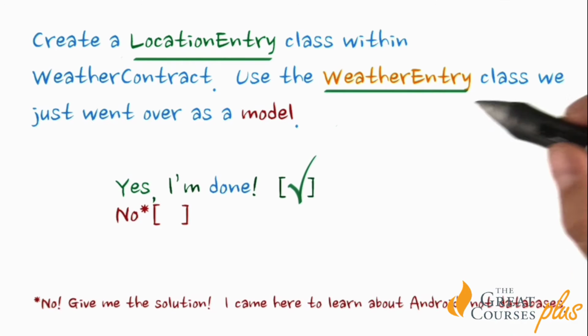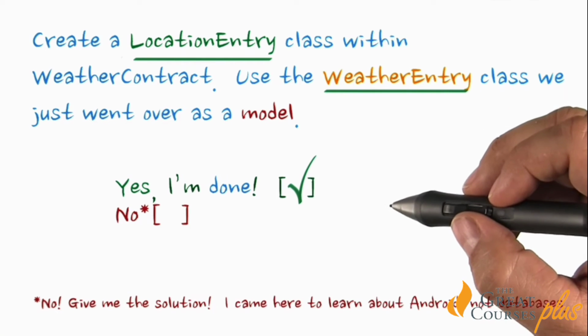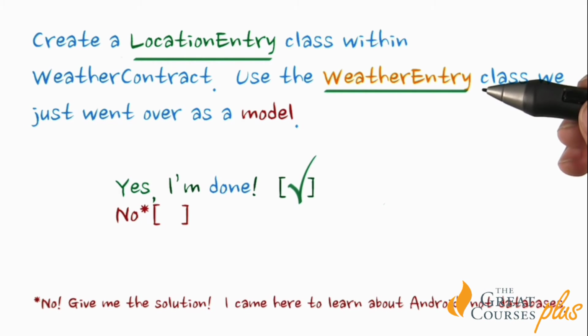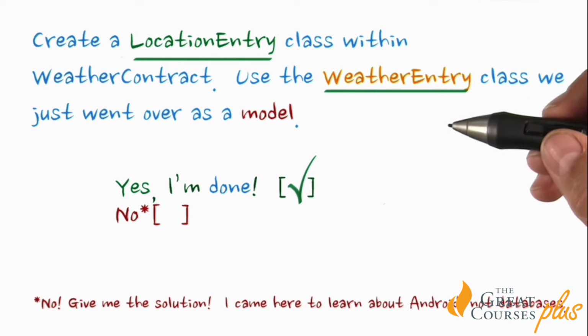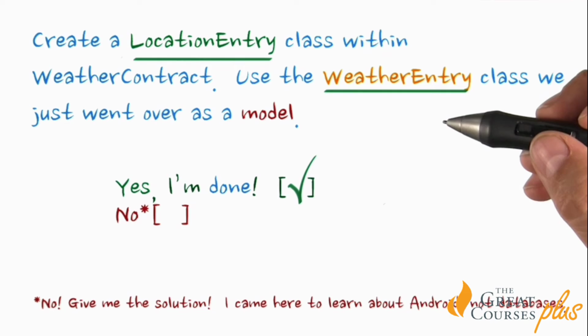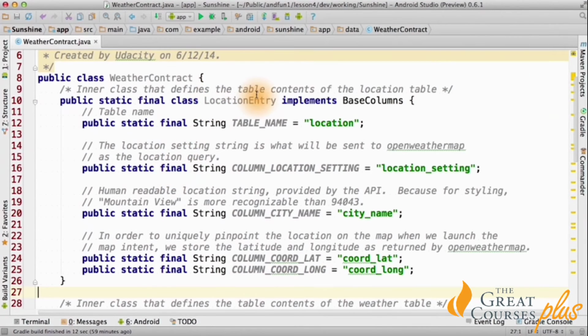All right, you're done. Let's go take a look at my solution. Now, note, you won't be able to actually run this code to test any of these solutions yet, but don't worry, we'll be testing soon. Here's our solution. We begin with our unique table name. The rest of the inner class lists the columns we're going to use to store our data.